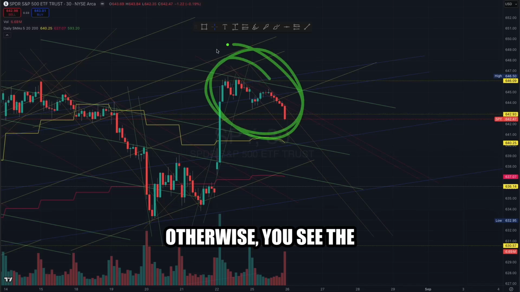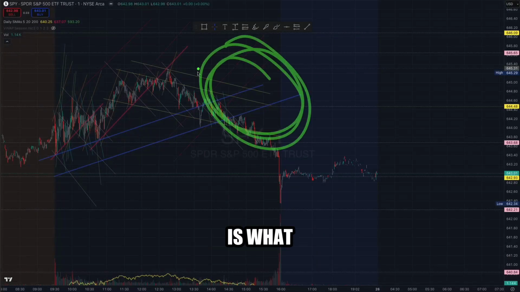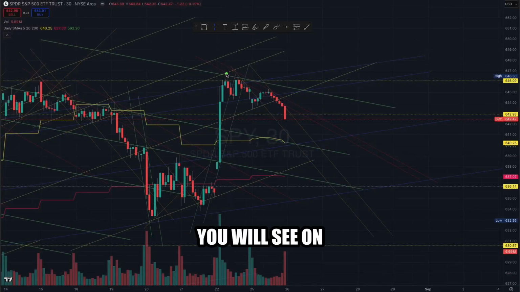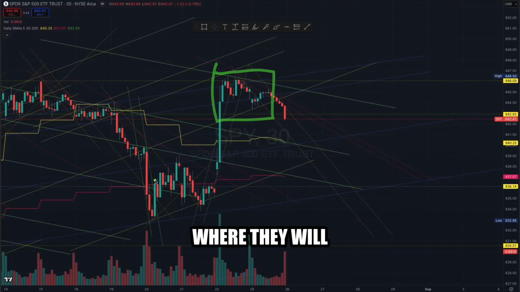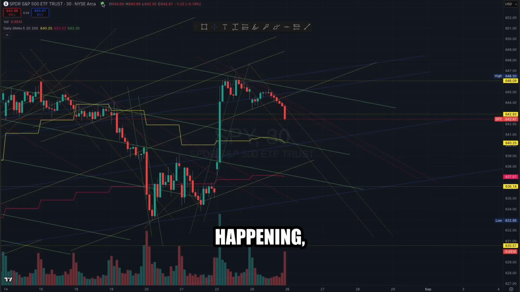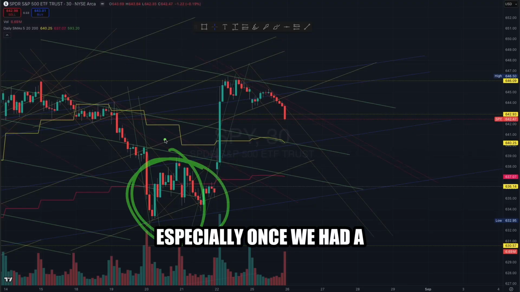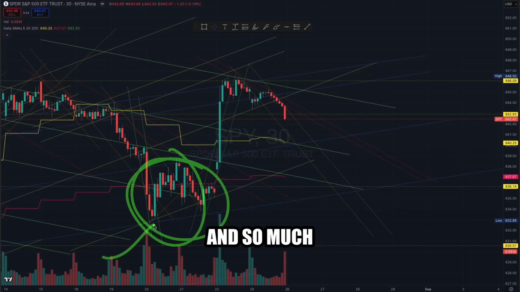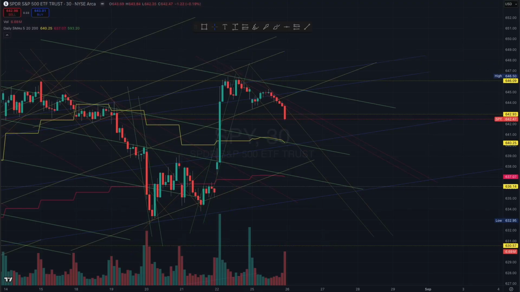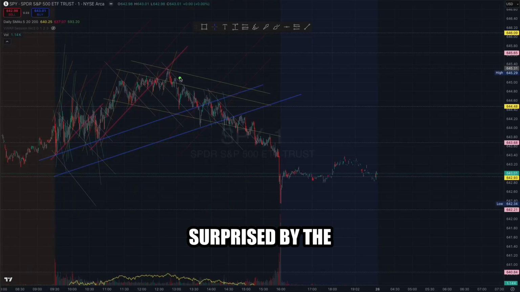Now, otherwise you see the market building liquidity here, and this is what you see in the chop in the morning. Now, this is notoriously what you will see on Mondays, where they will start to define the range, start to build liquidity, and you see that happening, especially once we had a big day from last week and so much trapped liquidity from last week here. So you do not get surprised by the market trying to build liquidity here.